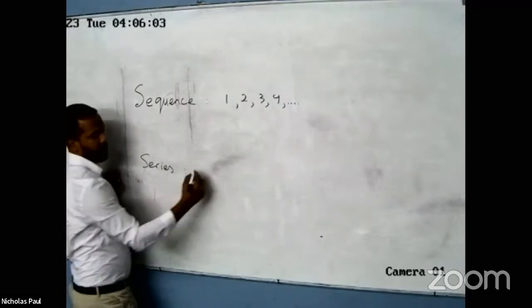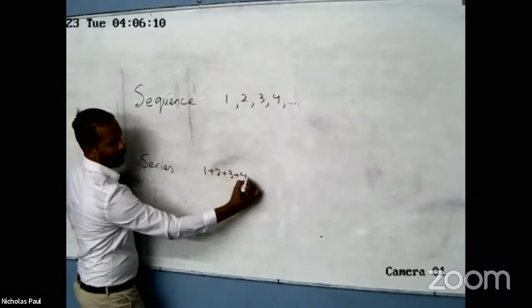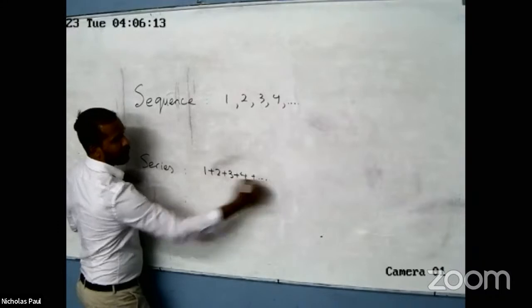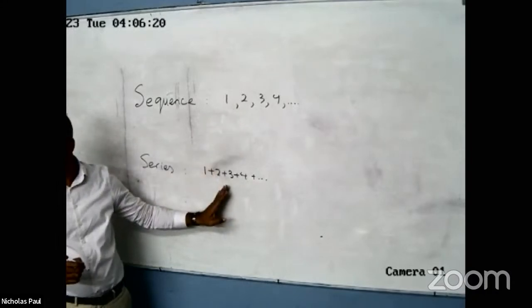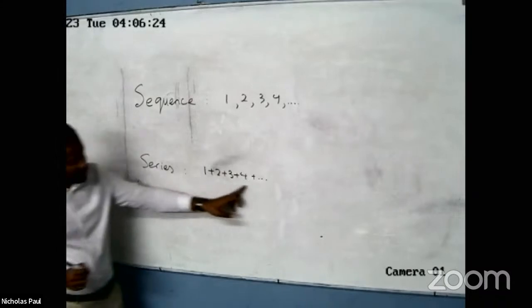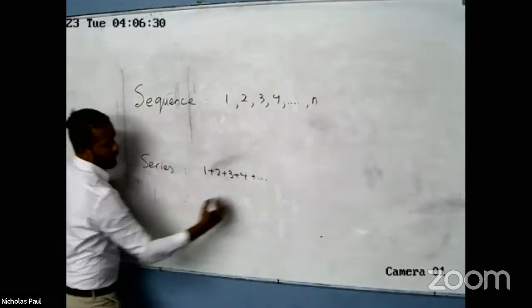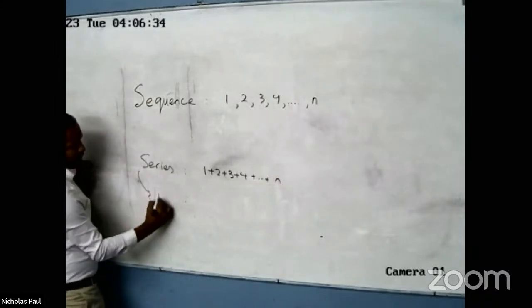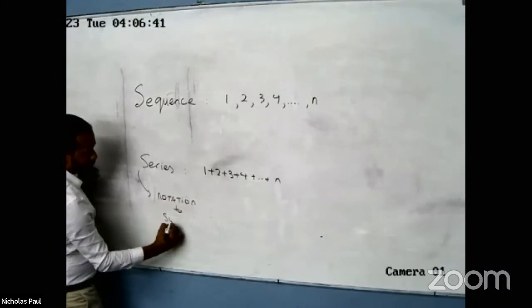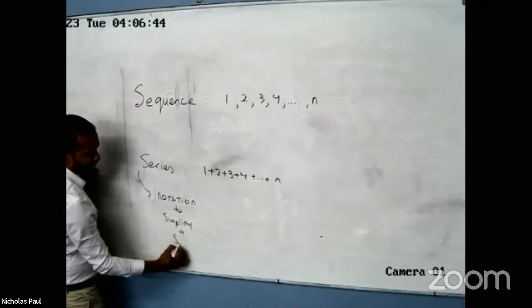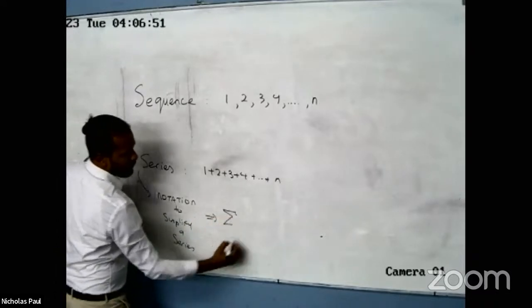What's a series now? A series is simply adding up all the terms in a sequence. That's it. A sequence, no plus sign. A series, plus sign. That's okay? Now, this could go on, right? What we could do is use our formal notation to help simplify this. So we're going to use notation to simplify a series, called the summation.